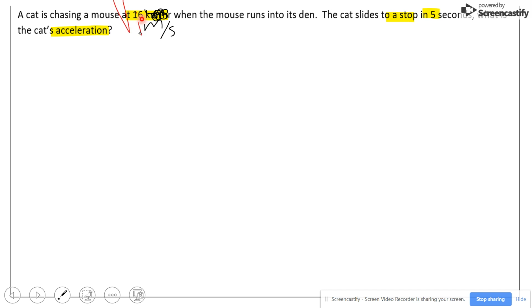I know it's kind of hard to see, but that is our VI because that's what the cat's speed, or its velocity, is starting at. Then it's going to slide to a stop. So that's our VF, which equals 0. And then we have our time. And our acceleration is what is unknown.